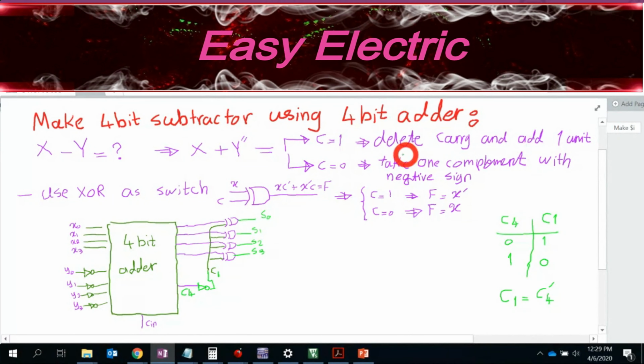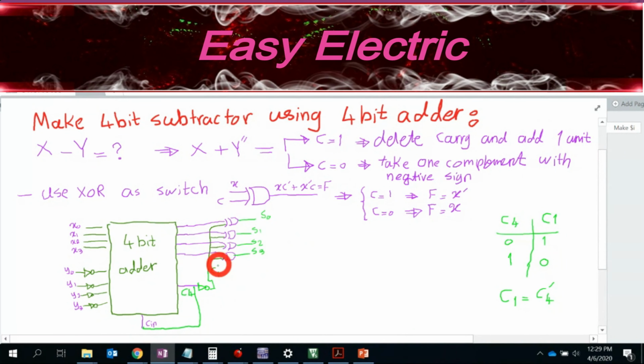Whenever C1 is 1, we say delete the carry. That means you ignore the carry and add 1 unit. Whenever C4 is 1, how could I add 1 unit? So definitely I need to connect this C4 to this Cin. Whenever C4 is 1, you give Cin 1, which is the same thing as adding 1 with these two, right? That's the meaning of the Cin. That means we are connecting these two here. I take care of this part, okay?